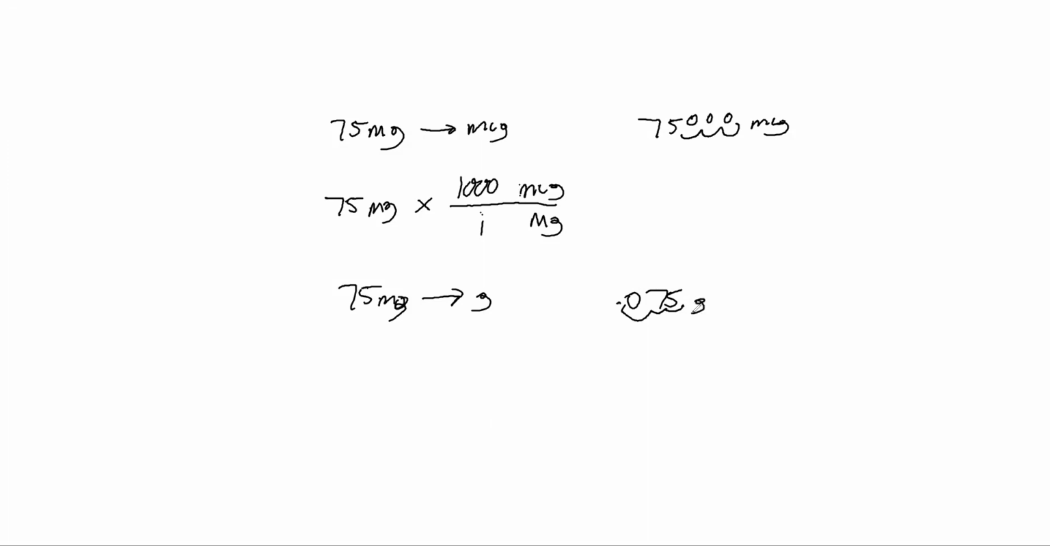And like I said, that comes with practice. If you don't feel comfortable doing that, then write out your conversions. 75 milligrams. I don't want milligrams, I want grams. There's 1,000 milligrams in 1 gram.